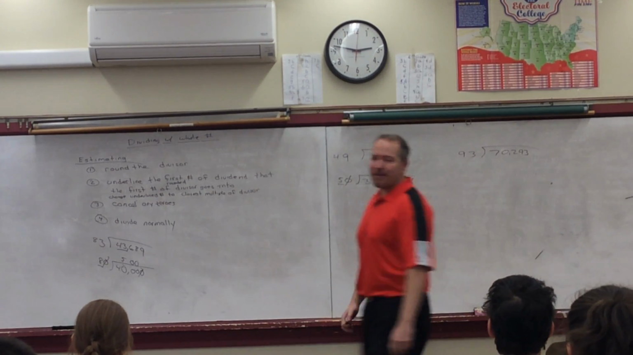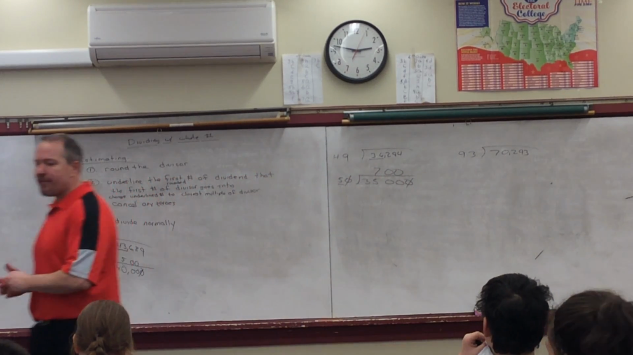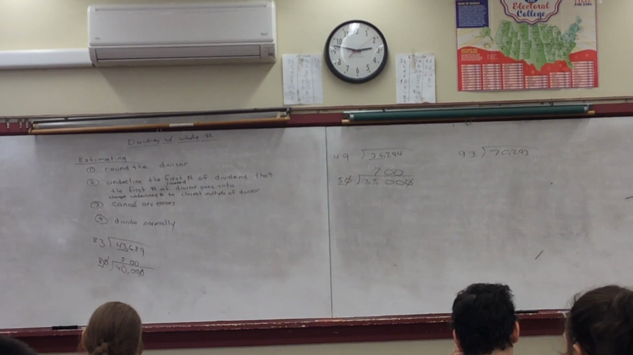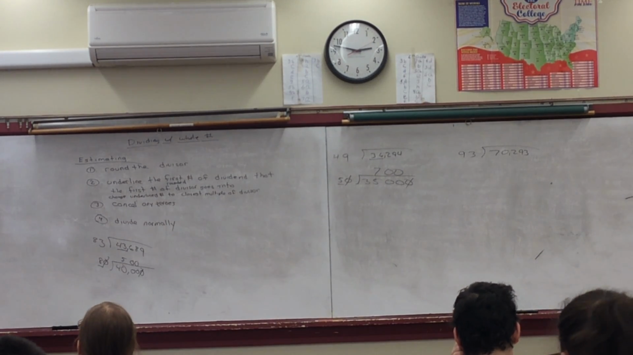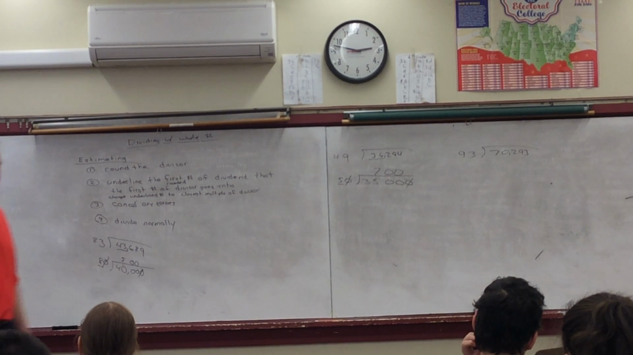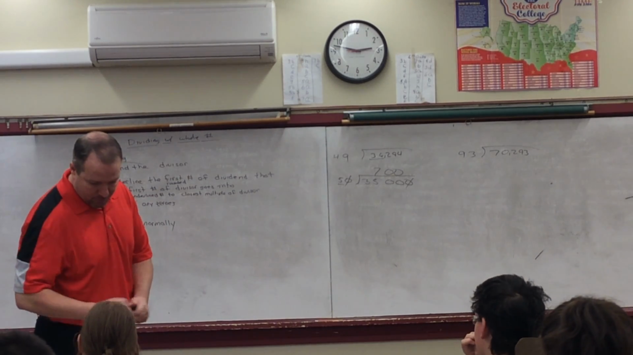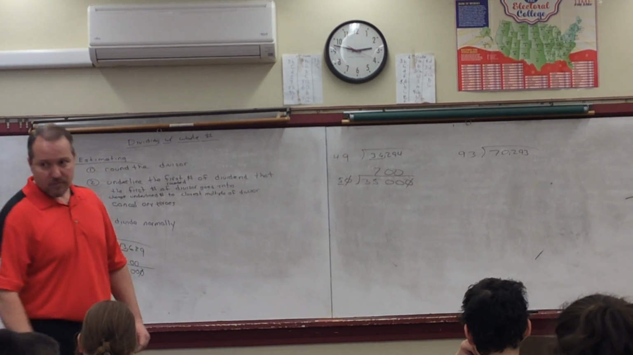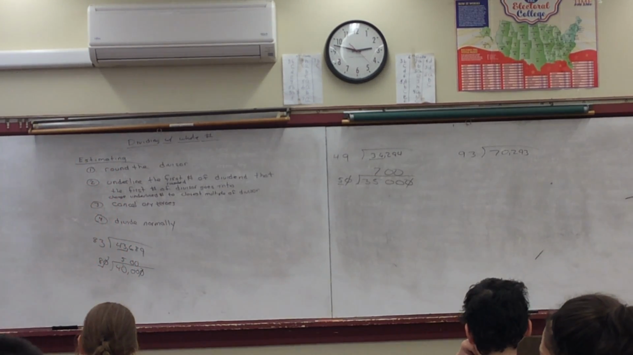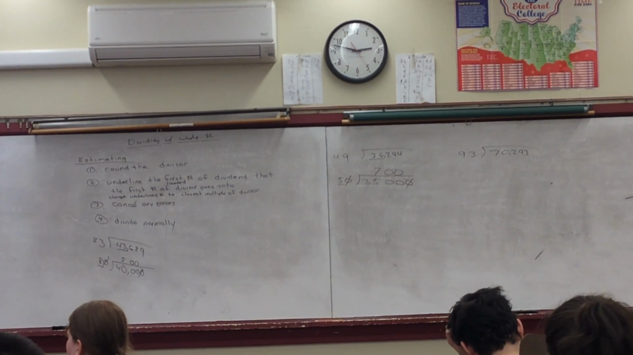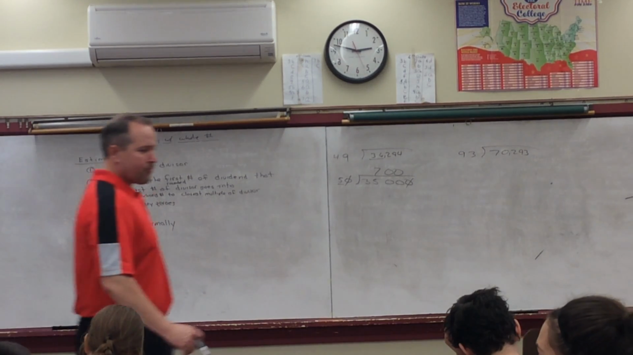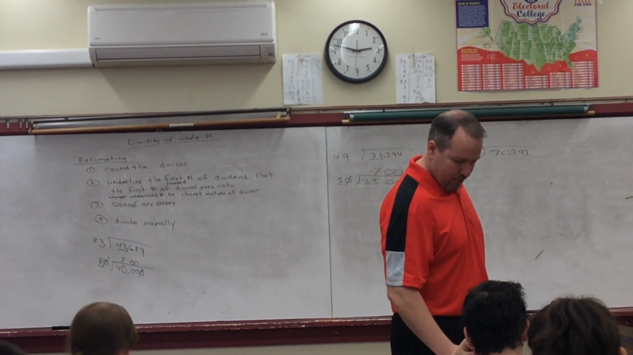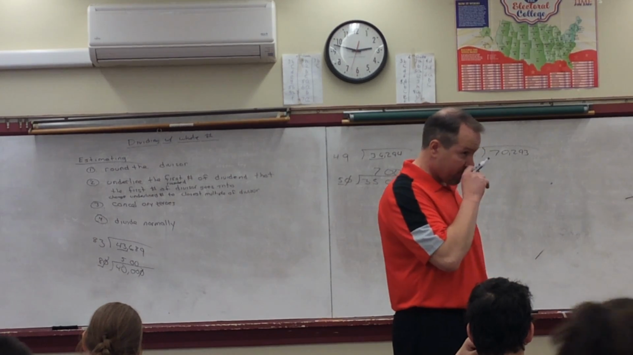The nice part about estimating with division is that you only divide one time. We're using compatible numbers. What multiple of 9 is closest to that? It might be a multiple of 9.